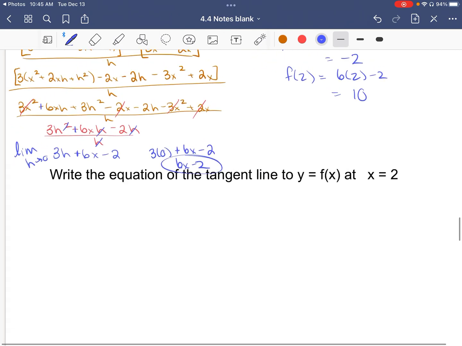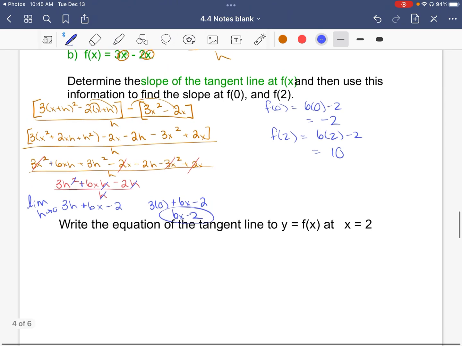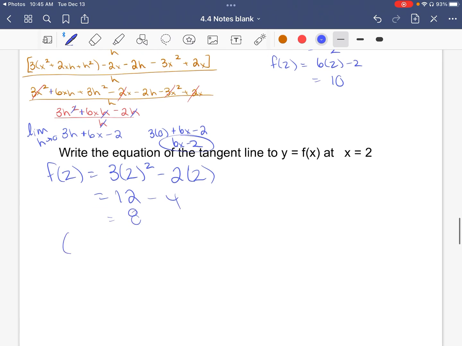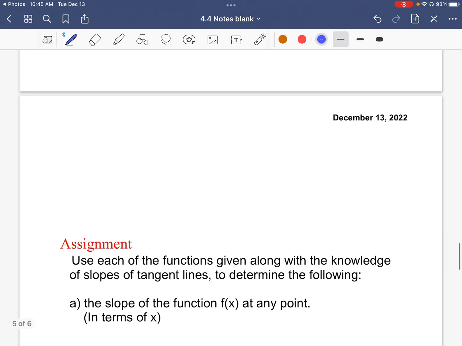So writing the equation, again, find your favorite point. If I find f of 2, 3 times 2 squared minus 2 times 2. Remember, this is just representing the y-coordinate. So 12 minus 4 is 8. So we have the point 2, 8. It didn't specify what type of equation, so I'm going to pick slope point form. y minus 8 equals, our slope we found was 10, times x minus 2. All right, there we go.